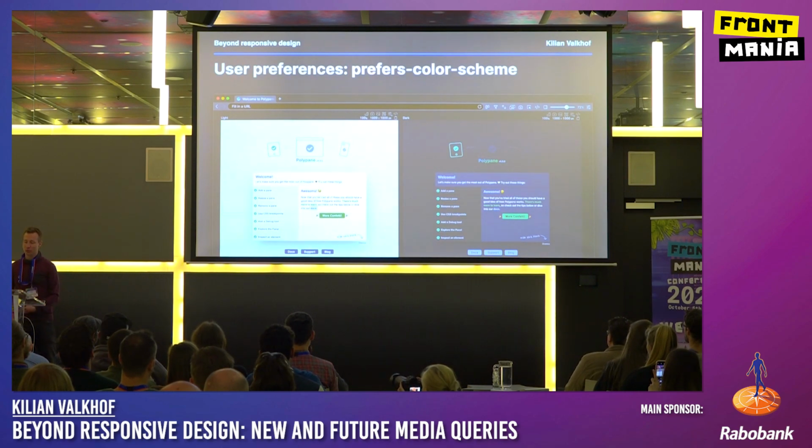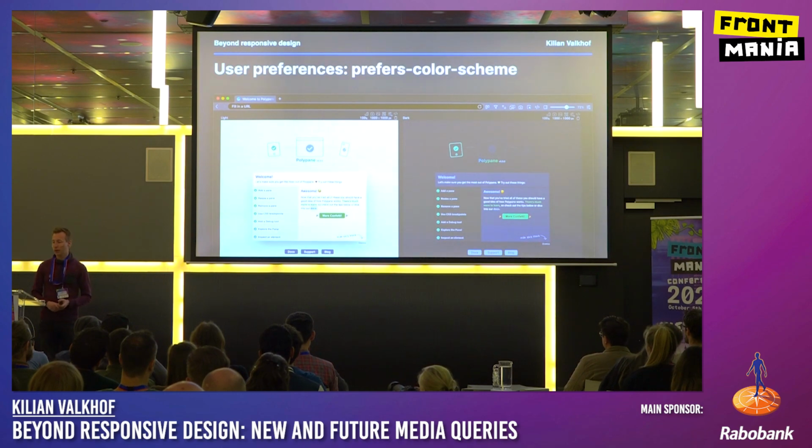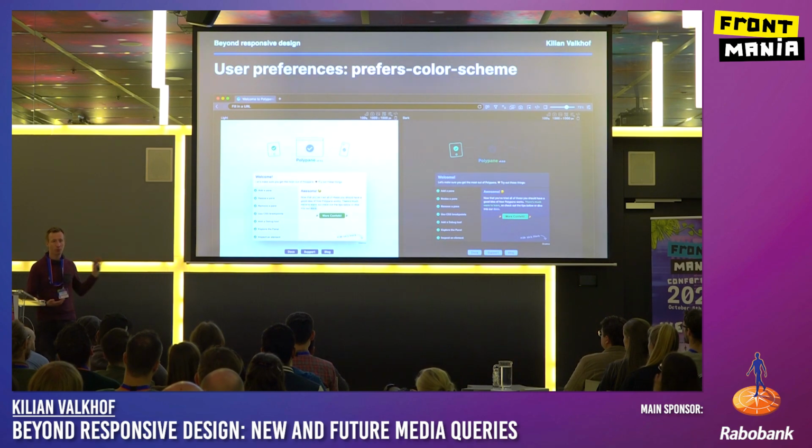So prefers color scheme indicates whether your user prefers to see a light or a dark version of your website. Now, they might prefer to see a dark version of their website because they have light sensitivity issues, or they're in a dark room, they just woke up and they're looking at their phone. Conversely, they might like to see your light mode version because they are looking at your site in bright sunlight, or usually because the light mode has more contrast. It's easier for them to read. So both of these variants can be beneficial to your visitor.